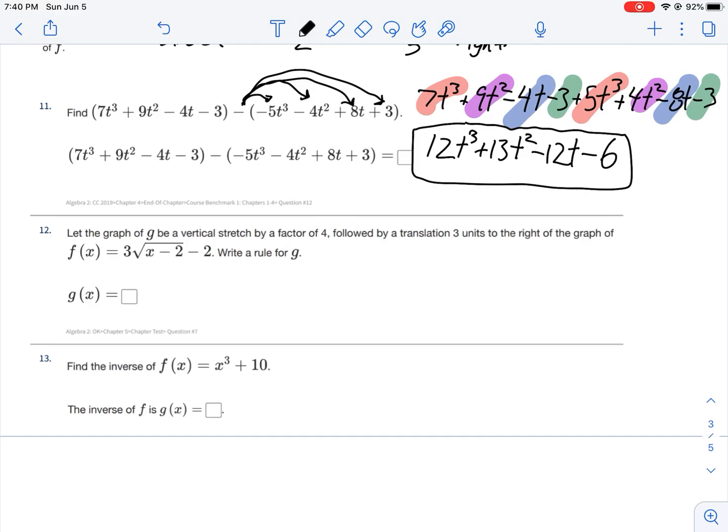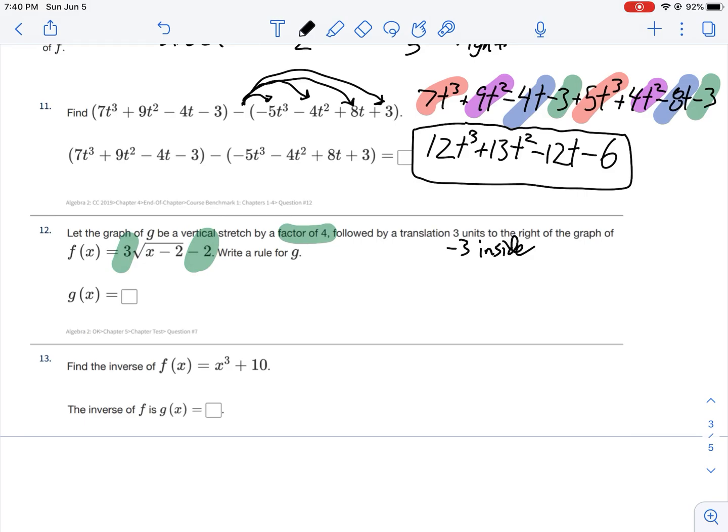Okay, question 12. Let g be a vertical stretch by a factor of 4, then 3 units to the right of this graph that's given to us. Vertical stretches, a values that are changing, affect the a value of the other function and the k value on the end, the vertical translation. So both of those are going to get hit by the stretch factor of 4. Then once that is done, we move 3 units to the right, which means minus 3 inside.